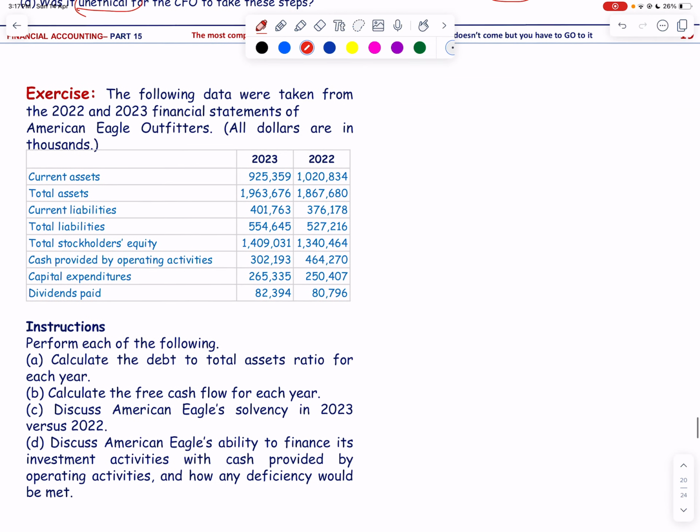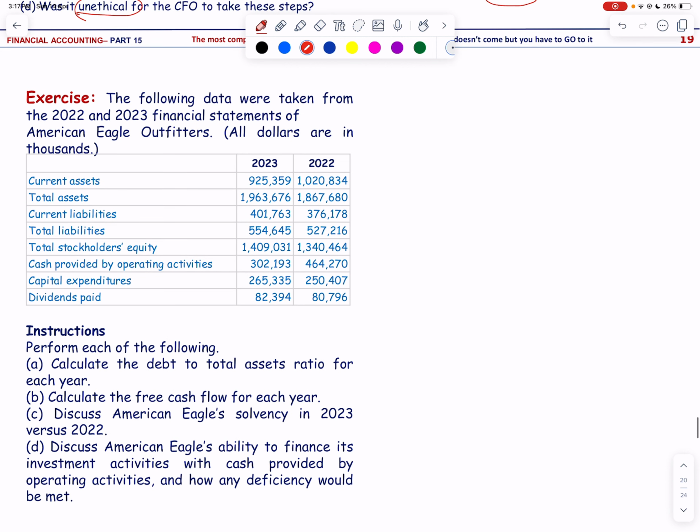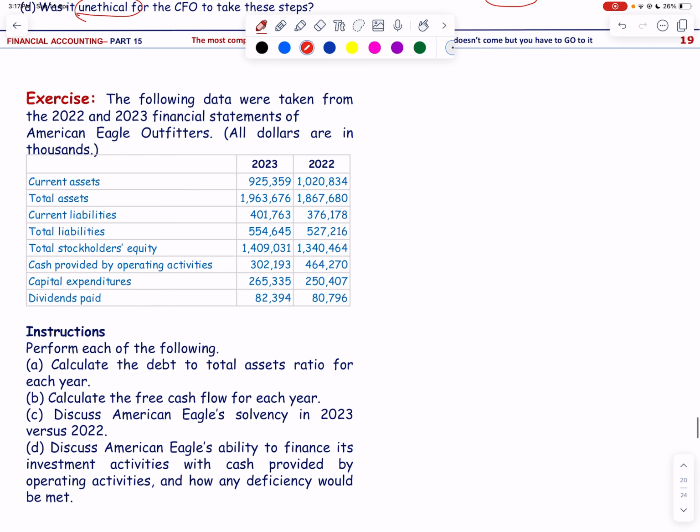Let us move on to the next exercise. We have to calculate the debt to total assets ratio, and we have to calculate free cash flow and look into it. So first of all, once again, we have part A, debt to total assets ratio, and we start first of all with 2023.